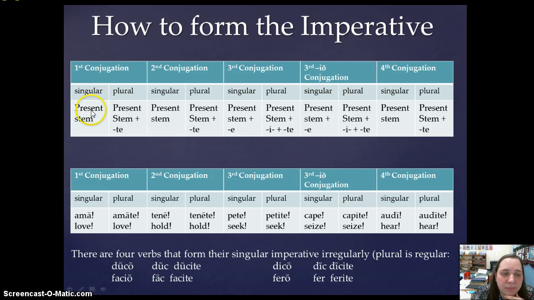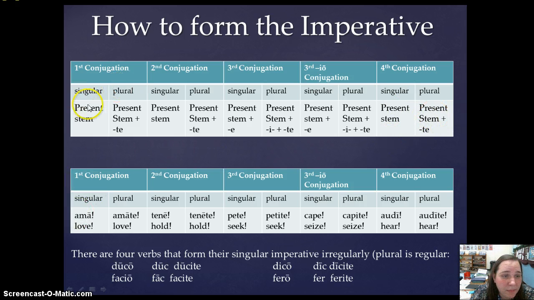So first singular is present stem. Plural is present stem plus te. Second singular present stem, second plural, present stem plus te. Third conjugation, singular is present stem plus e. Plural is present stem plus i plus te. That's the same for the third IO. And then the fourth conjugation singular is present stem, and plural is present stem plus te.